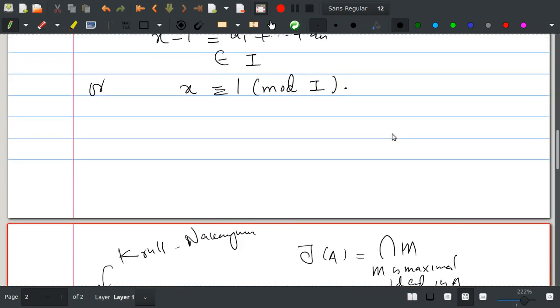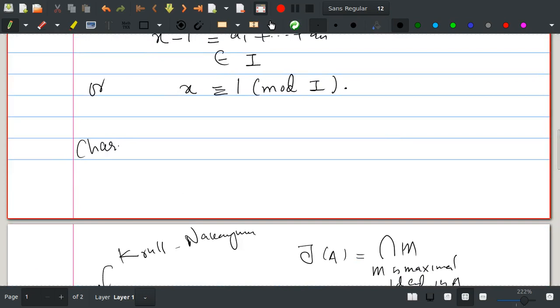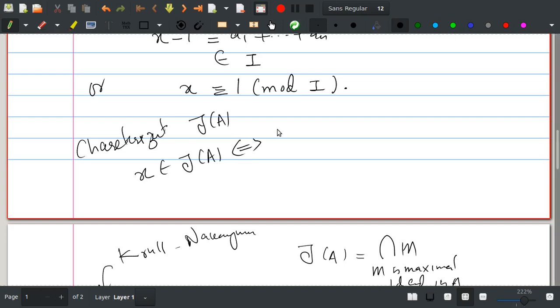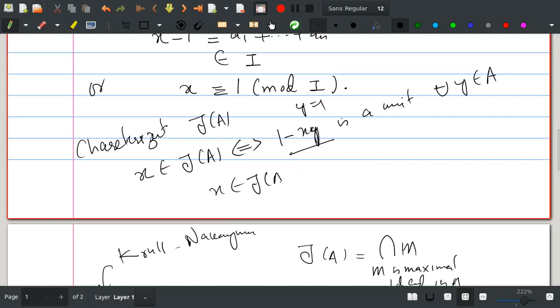Now there is the characterization of the Jacobson radical, which states that an element x is in the Jacobson radical if and only if 1 minus xy is a unit for all y in A. So this is true for all y in A. In particular, this is true when y is equal to 1. So x in the Jacobson radical will imply 1 minus x is a unit.